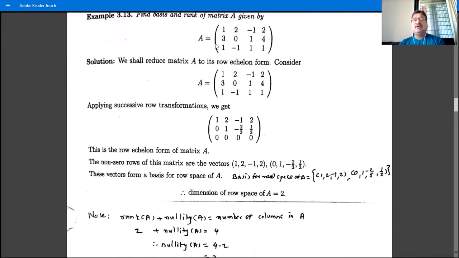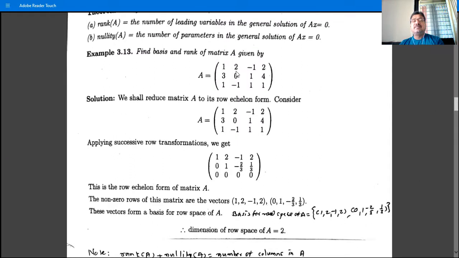We have to reduce A to row echelon form because we have to find the rank of the matrix. So how can we find the rank of the matrix? By finding the dimension of the row space or column space. To find the dimension and basis of the row space, we have to reduce this matrix to echelon form. And to find the dimension and basis of the column space, we have to reduce this matrix to reduced row echelon form. So here we have to find the rank, so it depends on you.